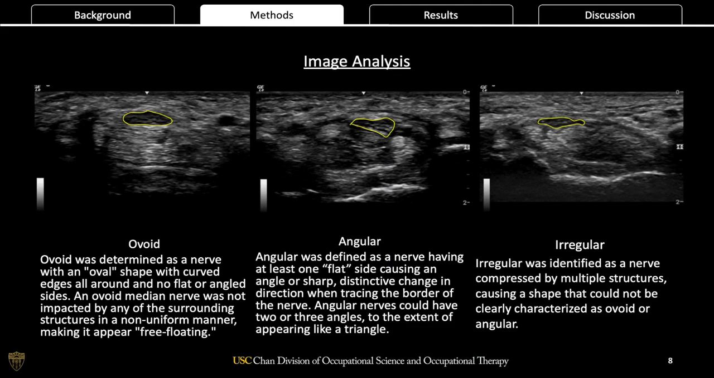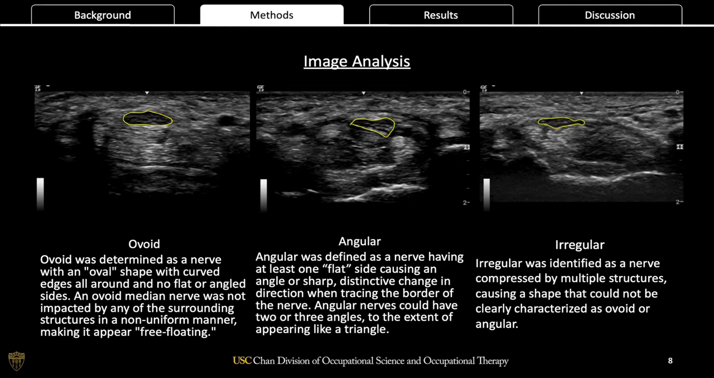Images and scenic clips were analyzed using Viewpoint 6. Through an iterative process of image review and discussion, the research team developed consensus on 3 categorizations of median nerve shape. Ovoid was determined when a nerve has an oval shape with curved edges all around.